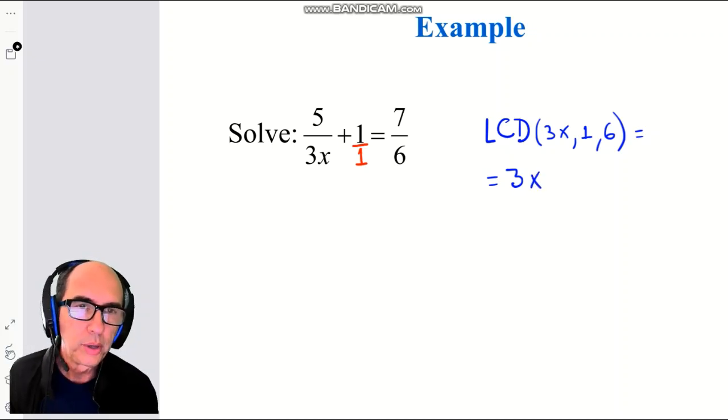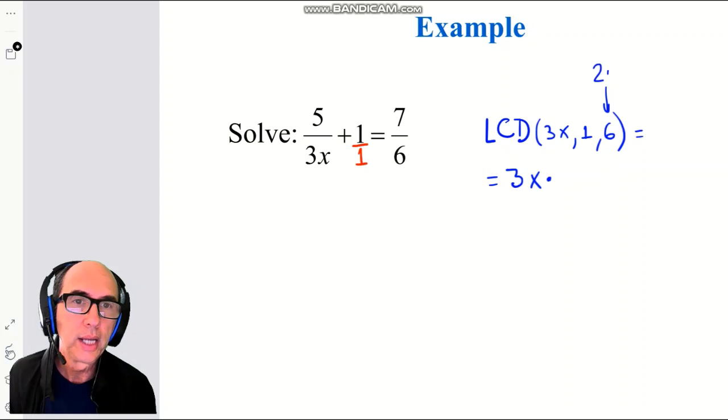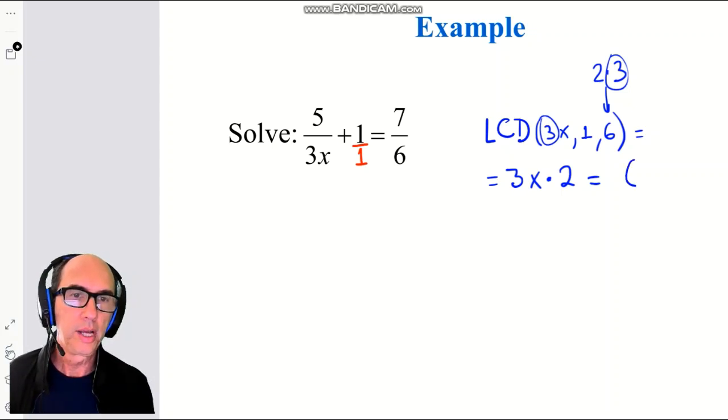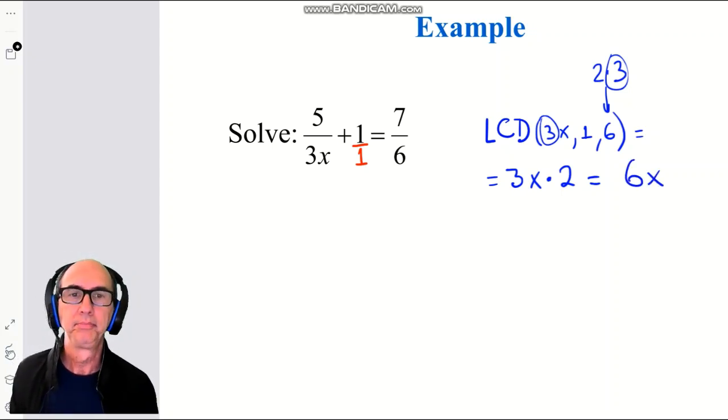1, we don't need to worry about 1, don't need to multiply. And 6, we can break down 6, right? 6 is 2 times 3. We already have 3, and we just have to use now the unique factor that is missing, 2. Then the least common denominator is 6x.